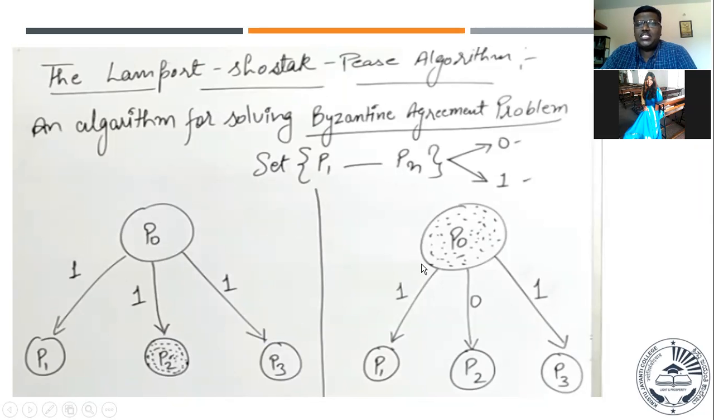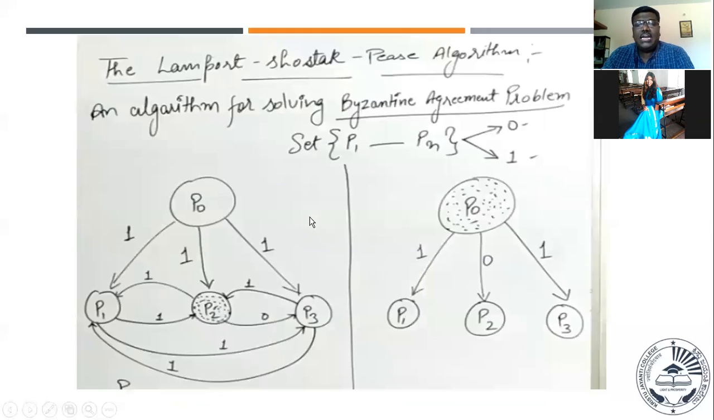So wherever the dot has been represented, these are the faulty ones. So P0 is sending a message 1, 1, and 1. Here the faulty one will send 1 to one processor and 0 to another node. So it varies. The faulty node always differs from the value it has sent previously to the other node. Okay, let us move to the next one.